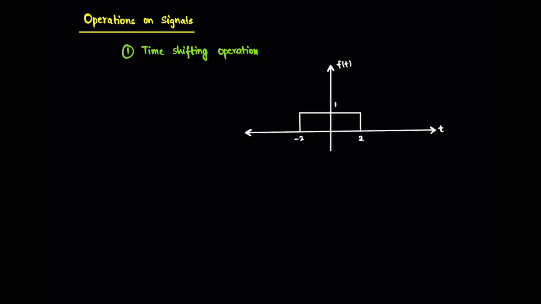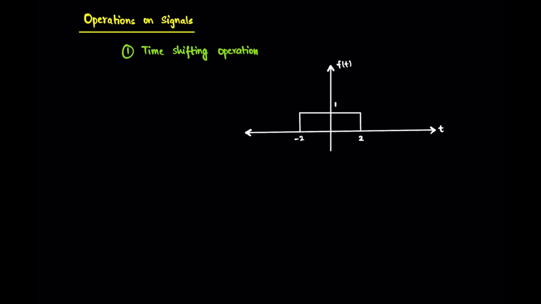The first operation which we are going to study is the time shifting operation. Let's take an example signal and perform the time shifting operation on it. Let's say we have a signal f of t and it is going from -2 to 2 and has a value of 1 between -2 to 2.